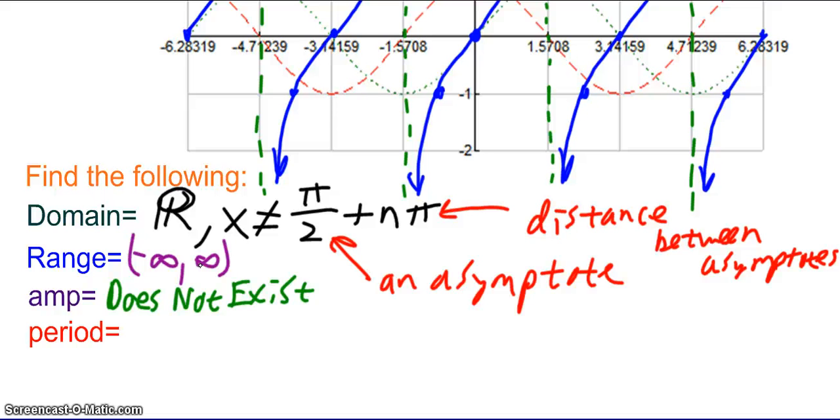The period, this is something we discussed earlier. For tangent, the period is pi. Again, when we look at the generic function, that will change depending on our b value. But for the standard tangent, y equals tangent of x, the period is pi.